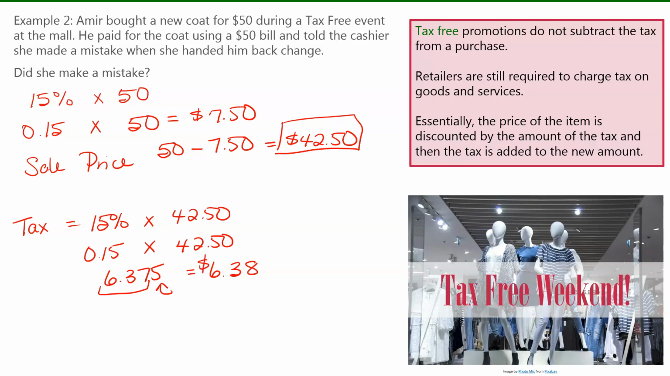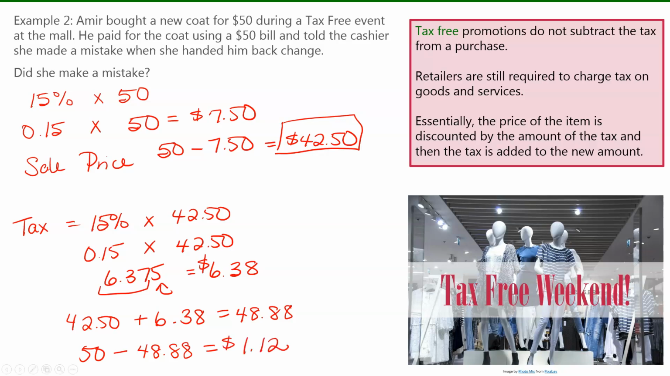So if we add the sale price, which is $42.50, to the amount of tax that Amir would be charged, we get $48.88. So therefore, $50 subtract the $48.88 that he would have to pay leaves us with $1.12. So the cashier was correct. She was supposed to give him back change.